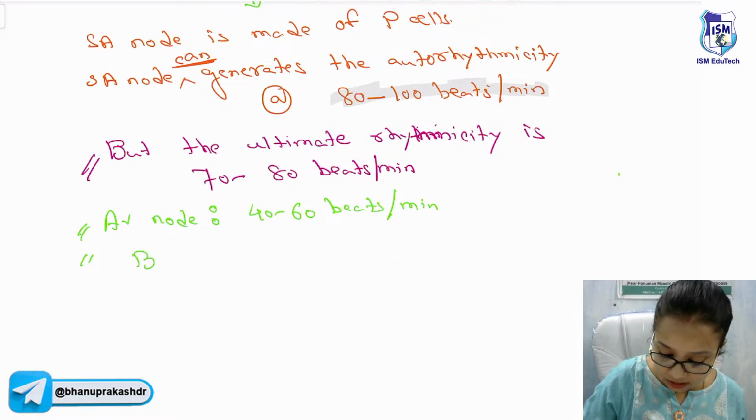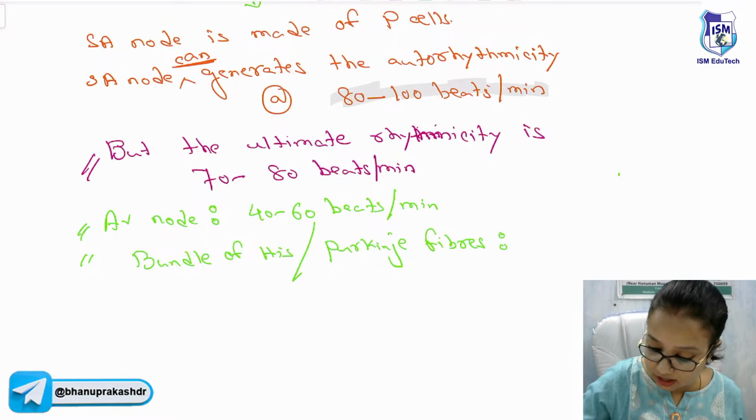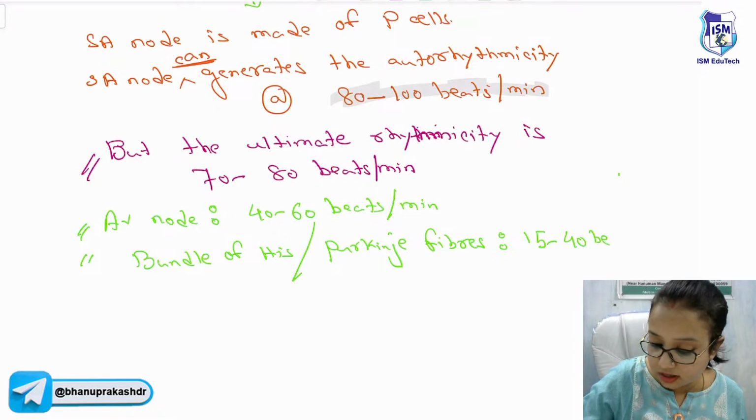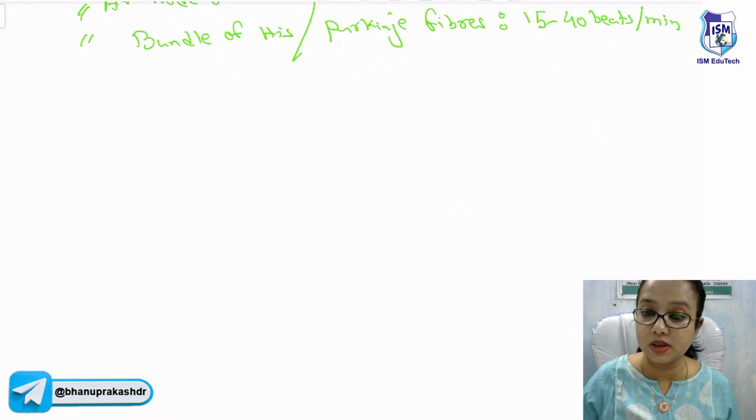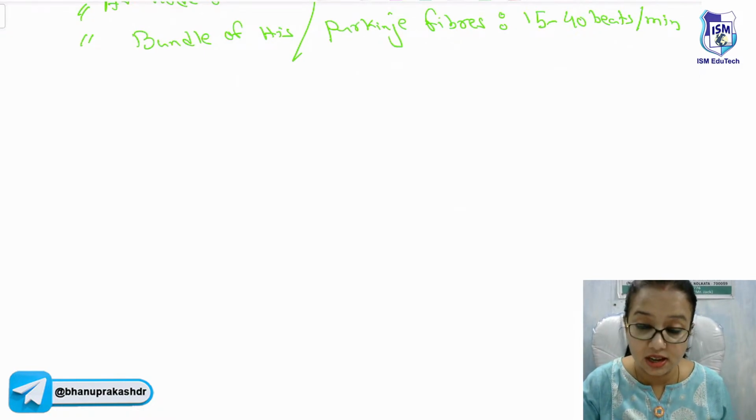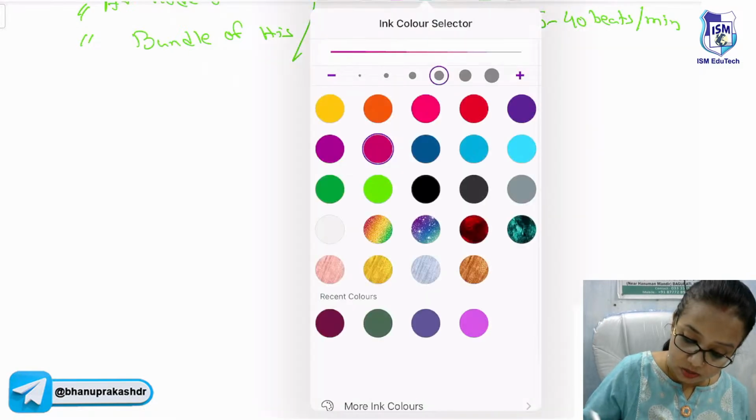The bundle of His and Purkinje fibers can generate at a rate of 15 to 40 beats per minute. So here we can see it is the SA node which is the pacemaker, because it is generating the highest number of beats. Why is the SA node the pacemaker?